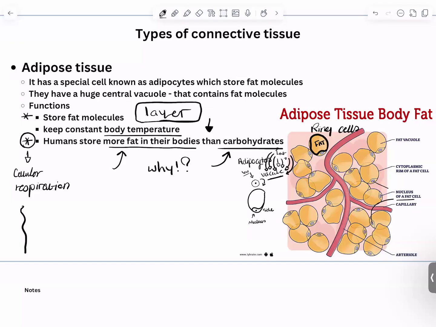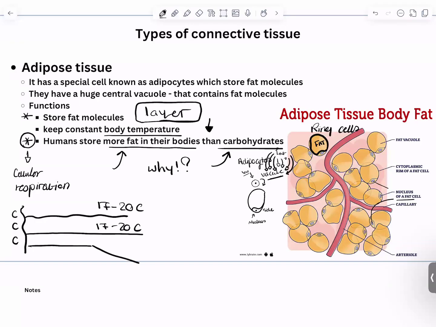Okay. This is the glycerol, 3 carbons. Do you remember it? And this is a fatty acid. Imagine 17 to 20 carbons. This is another fatty acid, 17 to 20 carbons. This is another fatty acid. Imagine that it's unsaturated, for example, 14 carbons. I can get energy from this one.